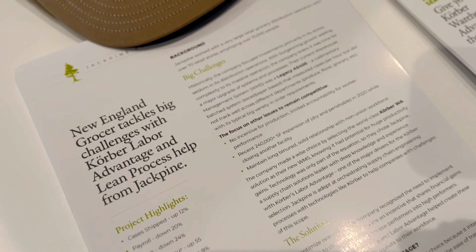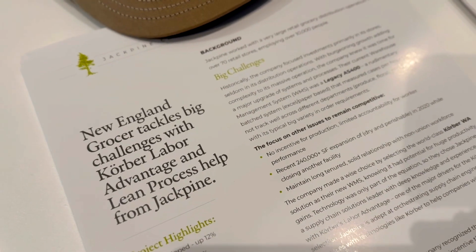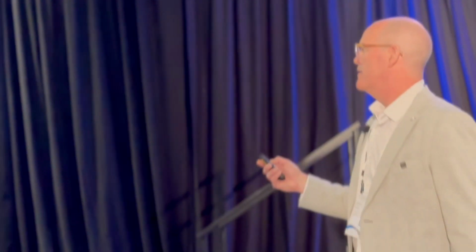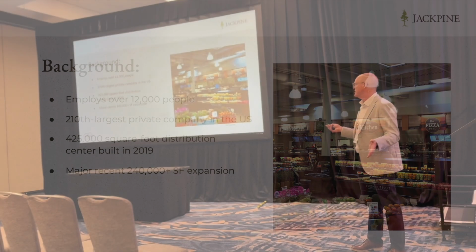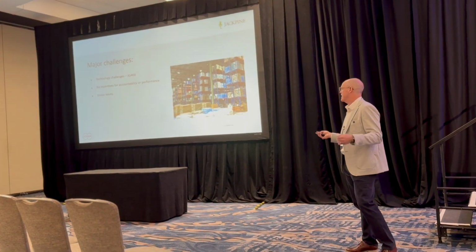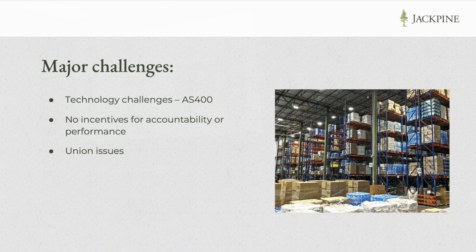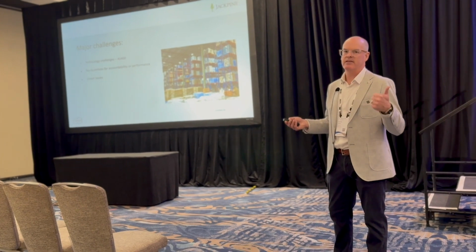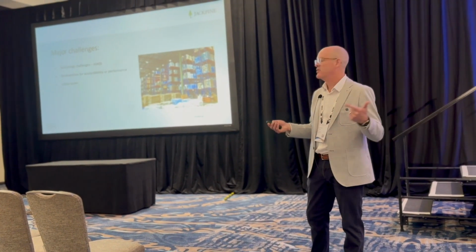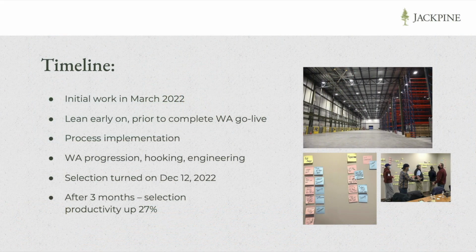So a quick case study. We presented this last year with a client. They've got 12,000 people, 210th largest private company in the US, 400,000 square foot distribution. They just did a recent expansion, 240,000. They had an old AS400, no incentives, no accountability. They were non-union, but there was some union pressure in the area. It's in a grocery in the Northeast, right? You're going to have union pressure in the Northeast, right?